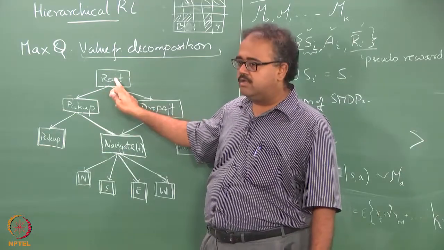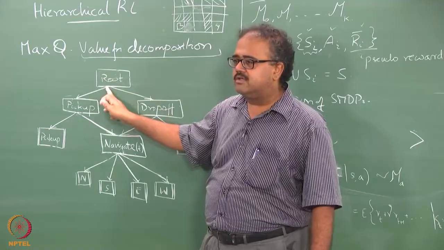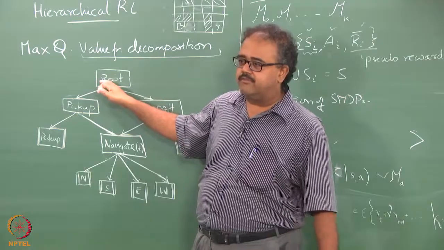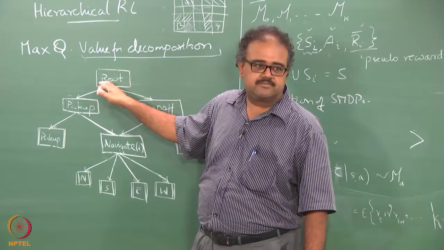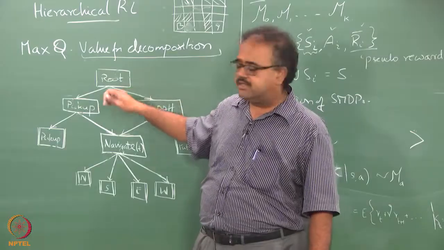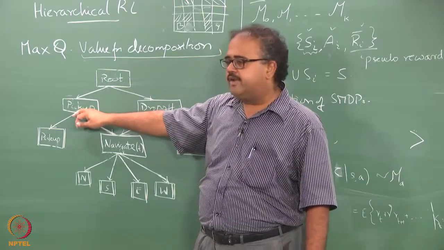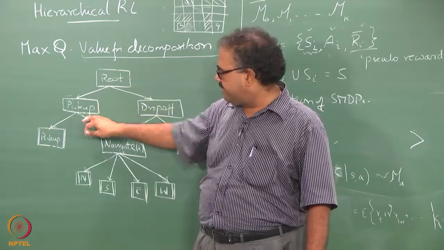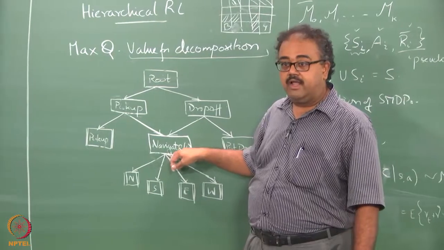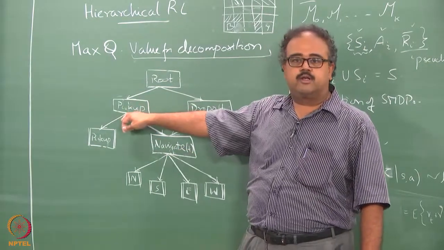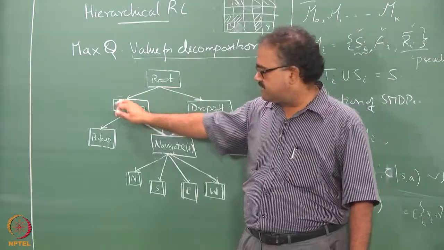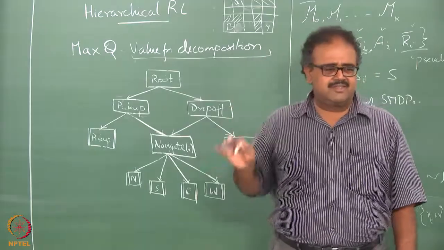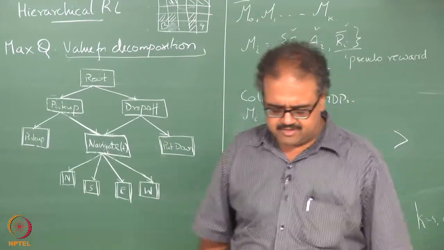When you are trying to solve root, what will be the pseudo reward of root? Nothing, because root is trying to solve the original problem. So the reward for root should be the core reward function, and it will never use the pickup pseudo reward while solving this, right. Likewise pickup will never use navigate pseudo reward, navigate will never use pickup pseudo reward, right. The pseudo reward is limited only to that subtask for which you have defined the pseudo reward, okay. So just ignore the pseudo reward for the time being, we'll come back to that later.